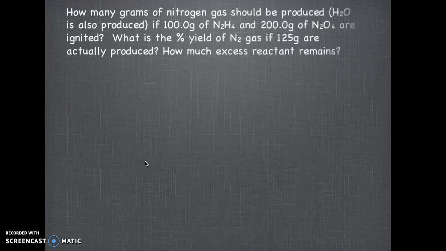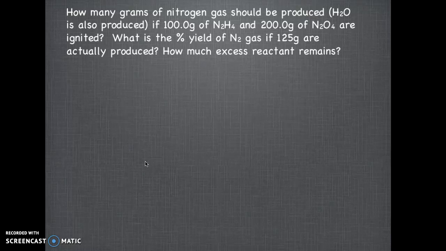Okay, so let's go over and look at our very first problem here. It says how many grams of nitrogen gas should be produced, and they're also giving you that water is a product here. And we have 100 grams of N2H4 and 200 grams of N2O4 are getting ignited. And then a few other questions are coming out of here, which we're going to answer all together. It says, what's the percent yield of N2 gas if 125 grams are actually made? And then this last question over here where it says, how much excess reactant remains?